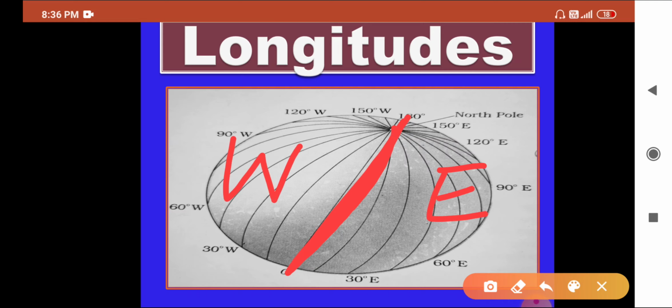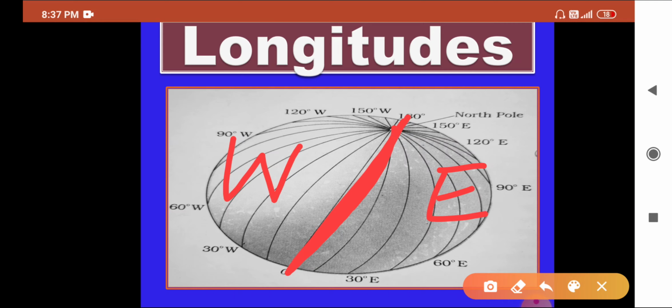You will find that along with these lines, here 30-degree east, E is written. On this side, 120-degree west, W is written. So the western hemisphere is the half of the earth to the west of the prime meridian. This 0-degree is the prime meridian line. So the half of the earth to the west of the prime meridian is called the western hemisphere, whereas the half of the earth to the east of the prime meridian is called the eastern hemisphere.